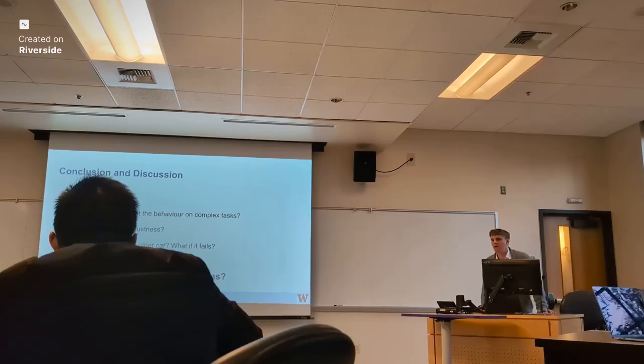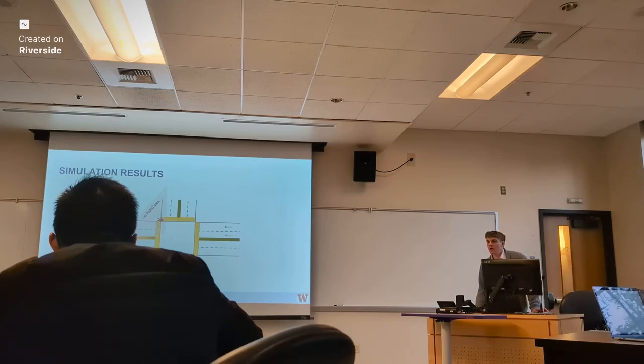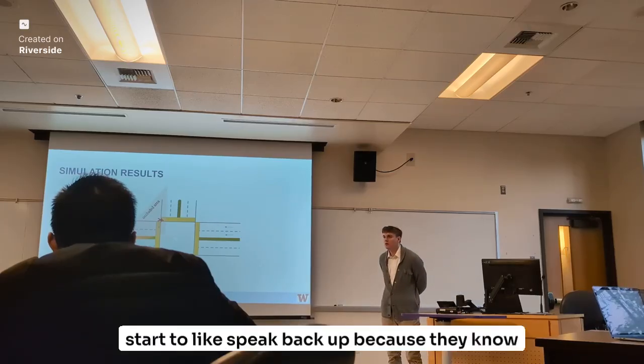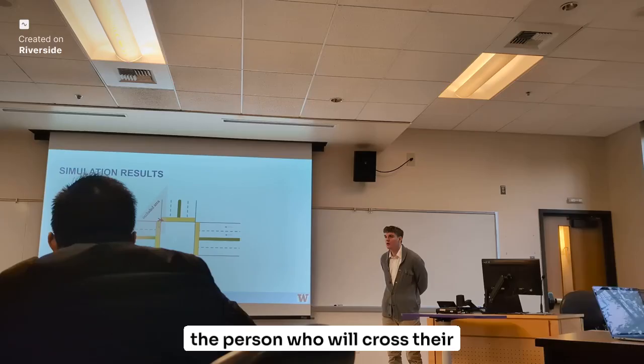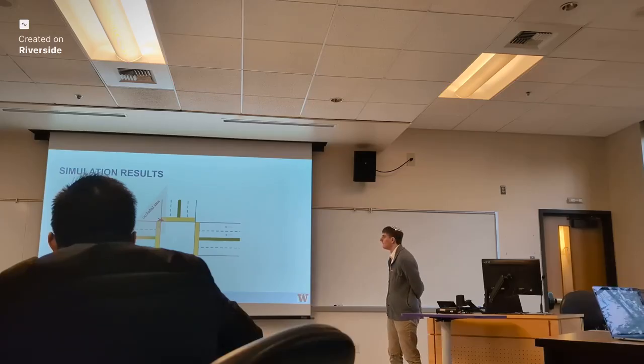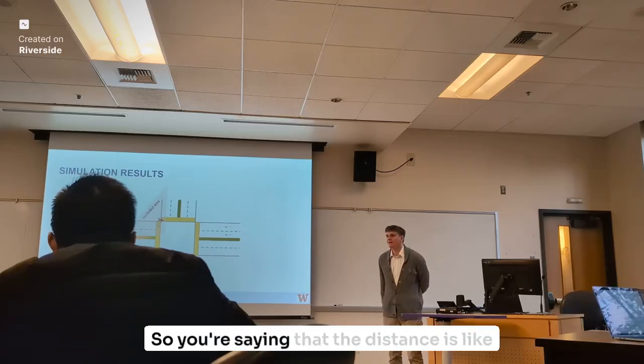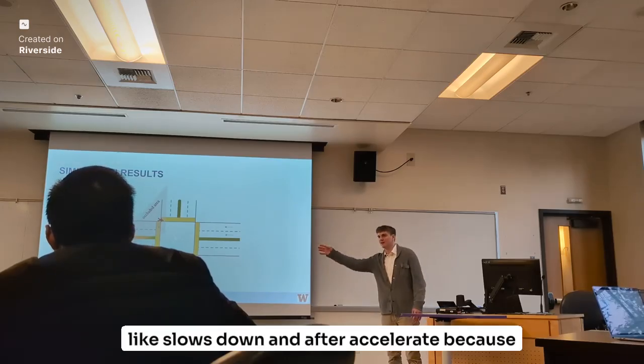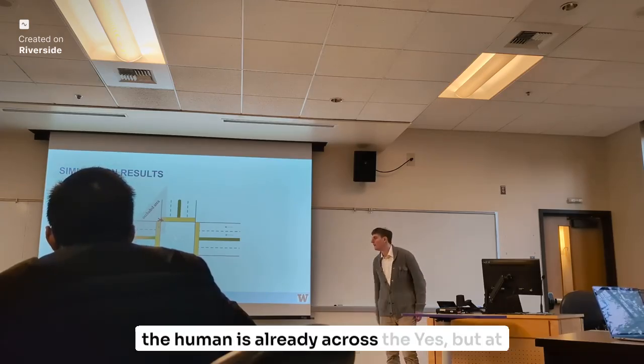So in the crosswalk scenario, do you think this algorithm, or at least as they presented it, would break down if, let's say, the orange car sees the person and slows down, but then starts to speed back up because they know the person will cross their path? Yeah, so you're saying that the car slows down and then accelerates because the human has already crossed. But the human is still occluded to the red car.